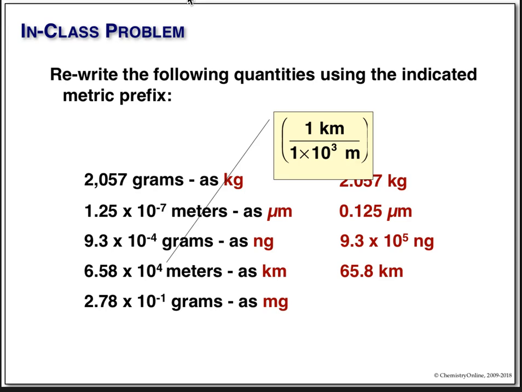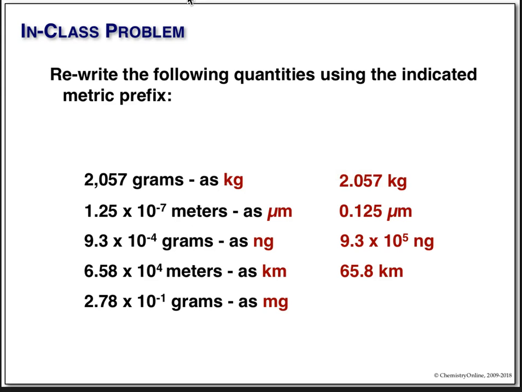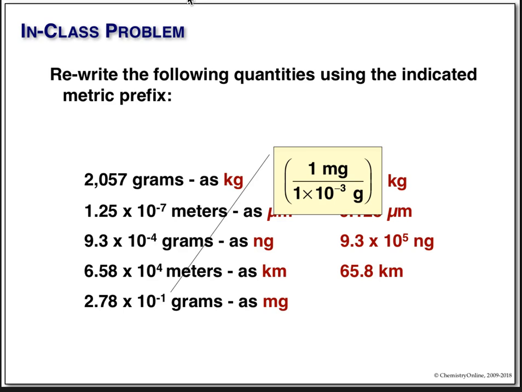And our last one here, we're dealing with milli. Remember, milli is 10 to the minus 3, 1/1000th. So 1 milligram is 10 to the minus 3 grams. We could write the ratio like this. 1 milligram, 10 to the minus 3 grams. Grams will cancel. Multiply it out, and we get 278 milligrams.